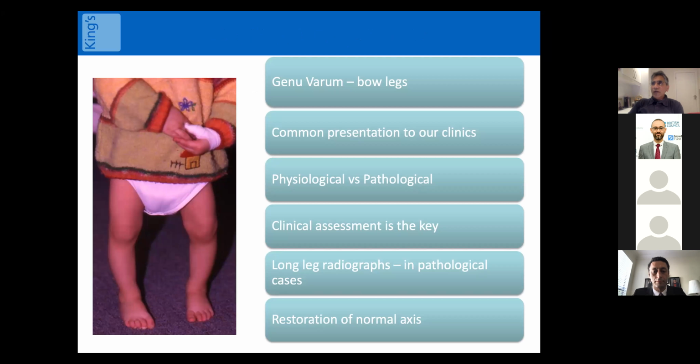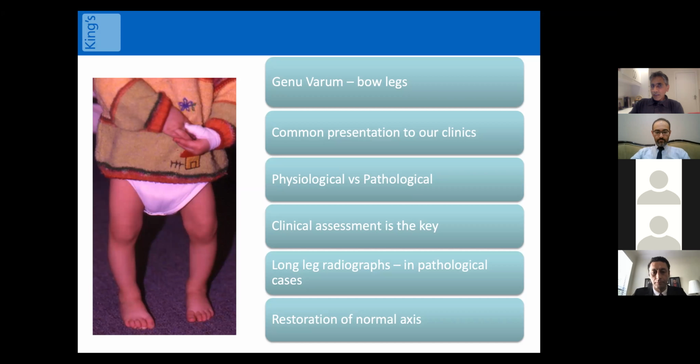So genu varum I'll start off with, is a common problem. Bow legs are commonly seen and a common presentation to clinic. Actually, they often take more time. It's often difficult to convince parents that it will go away. You would sometimes feel that you could have done the surgery in shorter time than talking to parents, but it must be done. Most of them are physiological, and we'll explore how the physiological deformity pans out.